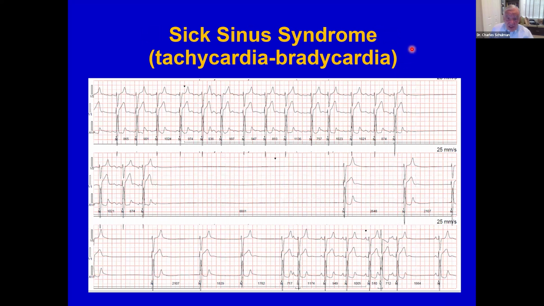This is what's called sick sinus syndrome, tachycardia-bradycardia syndrome. So here's a person with atrial fibrillation that then stops. I think these 3 beats are the same as these 3, that then stops, and there is no sinus node recovery until you get over here, and there are a couple of escape beats, a couple more escape beats, and then finally you get sinus beats over here. So this is called sick sinus syndrome, or tachycardia-bradycardia. This person needs a pacemaker in order to treat their tachycardia.